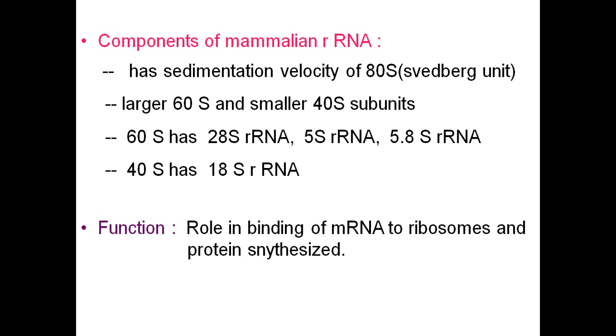The 60 S type of ribosome further contains 28 S rRNA, 5 S rRNA and 5.8 S rRNA. These are other types of rRNAs that are present in small quantities. The function of rRNA is its role in binding of mRNA to ribosomes and in protein synthesis. So it helps in protein synthesis.